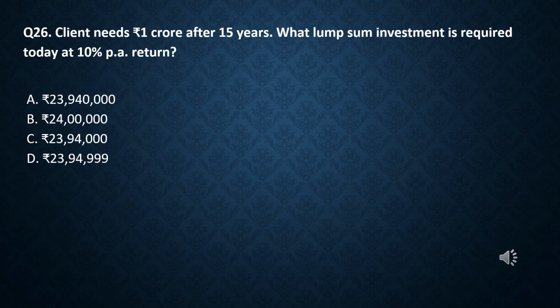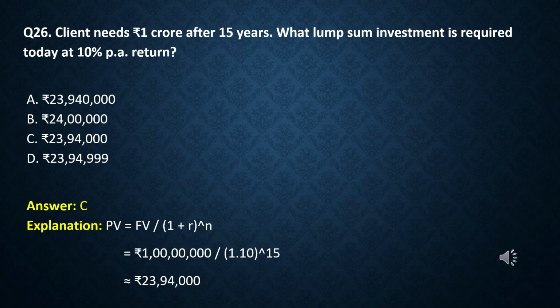Next question. Client needs 1 crore after 15 years. What lump sum investment is required today at 10% per annum return? Correct answer is option C, 23 lakh 94,000. Present value equal to FV divided by (1 plus R) whole to the power of n. FV is 1 crore divided by 1.10 whole to the power of 15.